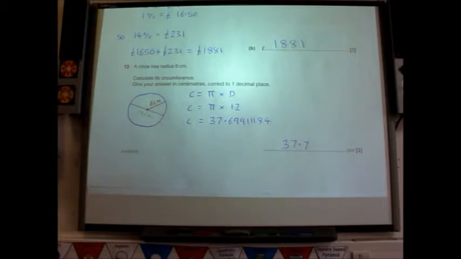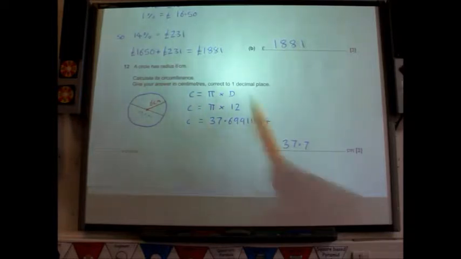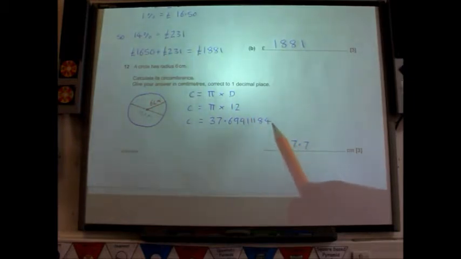37.6991184. I really suggest you write down that full number, because once you've done that, you've got 2 marks. Then you get your additional mark for rounding it to 1 decimal place, which is 37.7. When I mark these, a lot of students put down as a final answer 37.6, because they just did it on their calculator with none of these workings, and obviously they got 0 marks for it. So do all that, because at least if you make a rounding error, you'll still get 2 marks up there.